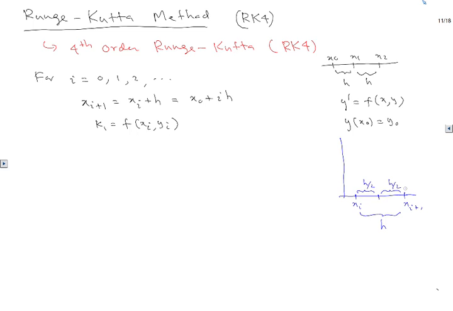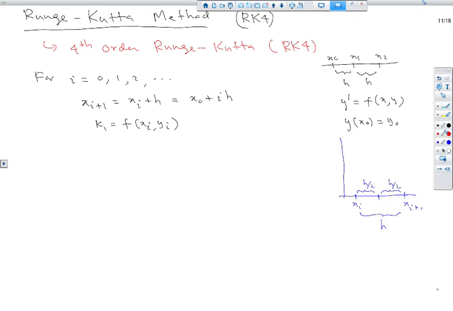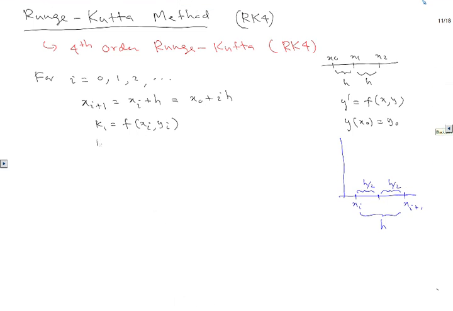Okay, so we're going to go halfway. That means your equation is going to be like this. We're going to calculate k2. So k2 is simply f of xi plus half h, so you go half h in the x direction, and then yi plus half h times k1. K1 comes from the previous step.